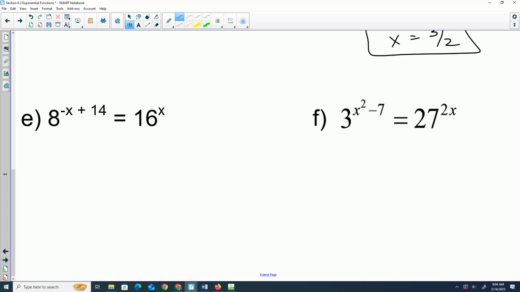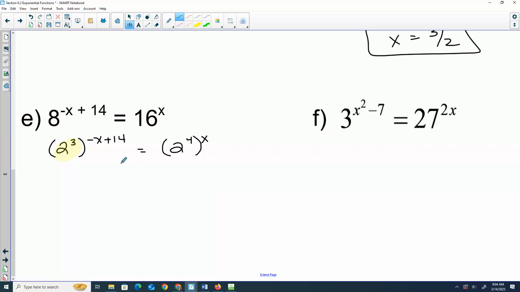The first one would be like 2 to the third power, but then you have to put 3 and then parentheses negative x plus 14. Perfect. This time we have to change both of them. So 8 is 2 to the third, and he's exactly right. We have to keep that in parentheses because that whole thing is 2 to the negative x plus 14. And 16 is 2 to the 4.